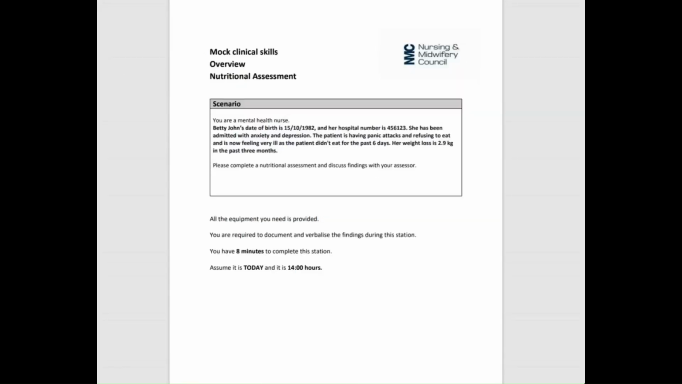Let's see another scenario, which is in a hospital, and you need to complete a different chart. Please see the scenario on the screen, which states that Betty John's date of birth is the 15th of October 1982, and her hospital number is 456123. She has been admitted with anxiety and depression. The patient is having panic attacks and refusing to eat and is now feeling very ill as the patient didn't eat for the past 6 days. Her weight loss is 2.9 kilograms in the past 3 months. Please perform a nutritional assessment and discuss the findings. Assume the date is today and the time is 1400 hours.